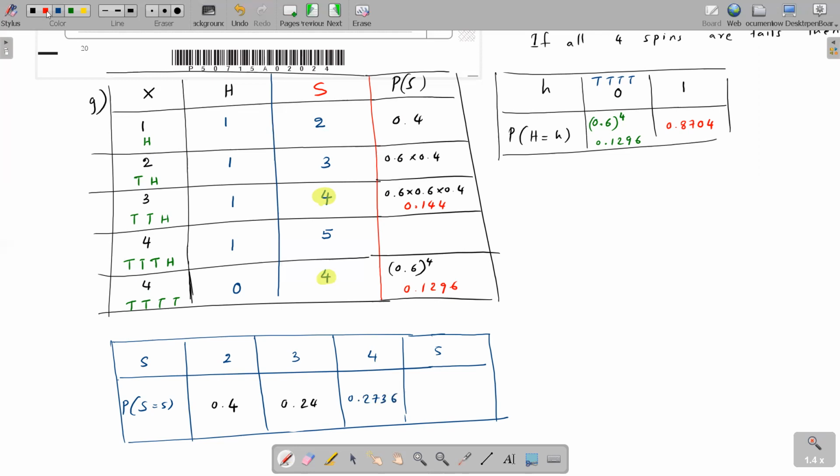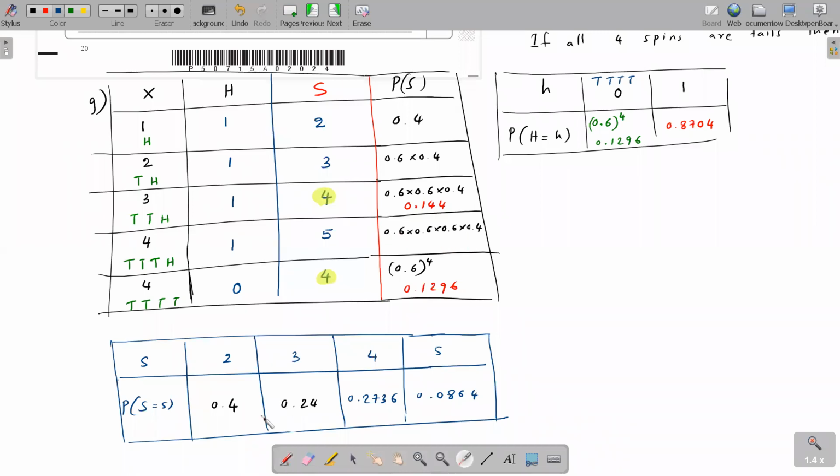Last one, S equals 5. I know that you can actually find the other 3 columns and subtract from 1. You can do it like that in the exam, in an event you are constrained for time. So this is 0.6 into 0.6 into 0.4. How much is it? I'm going to do it manually and then check whether my table becomes 1. 0.0864.